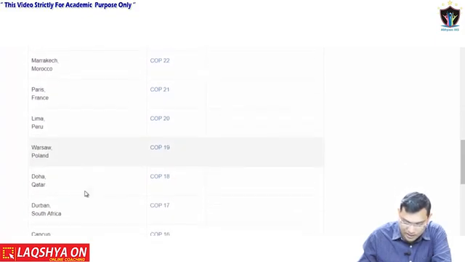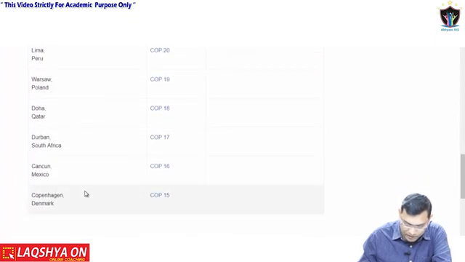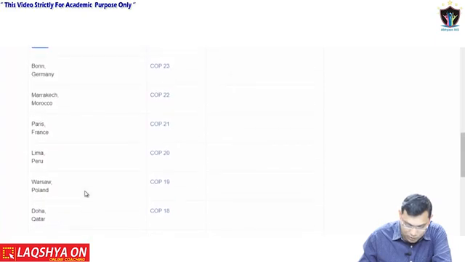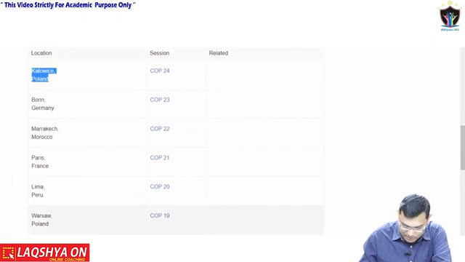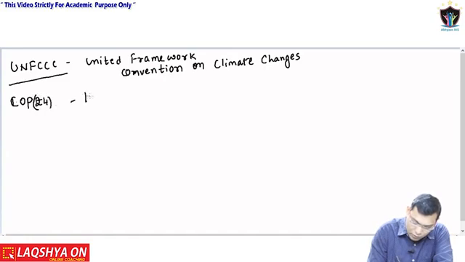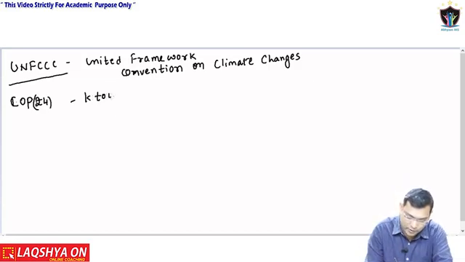So we need to remember the last 10: COP15 Copenhagen, Cancun, Durban, Doha, Warsaw, Lima, France, Morocco, Germany, and Poland. Katowice, COP24, Katowice, Poland.